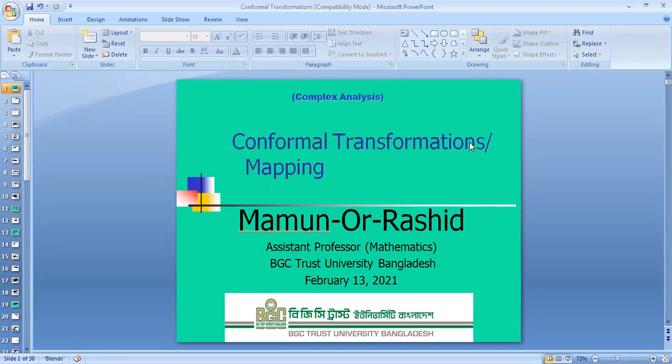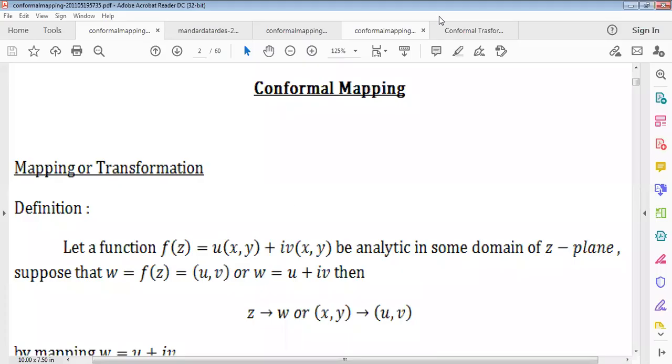Okay, today we'll start with another new chapter, conformal transformations or mapping in complex analysis. Today we'll start with the conformal transformations or mapping. Transformation. And mapping or transformation, actually, we can define this with a complex function.